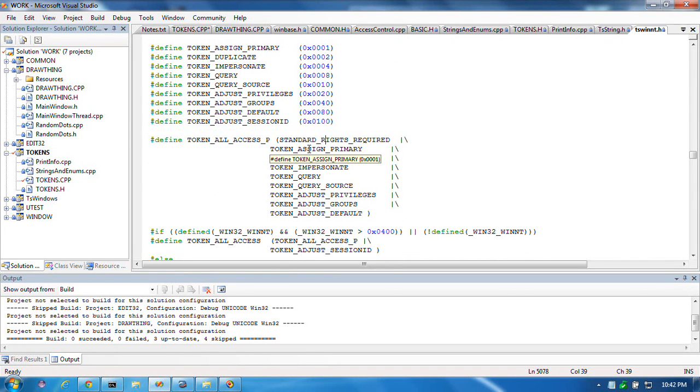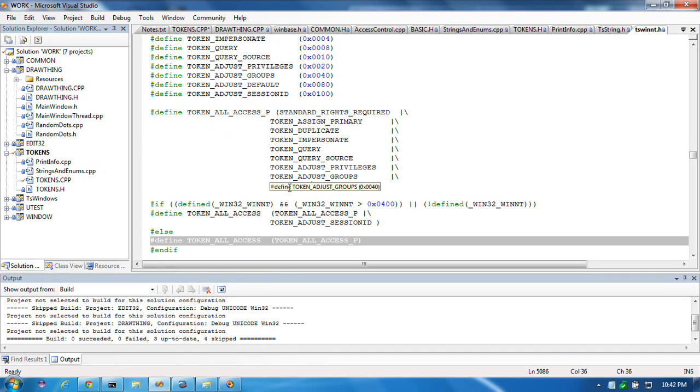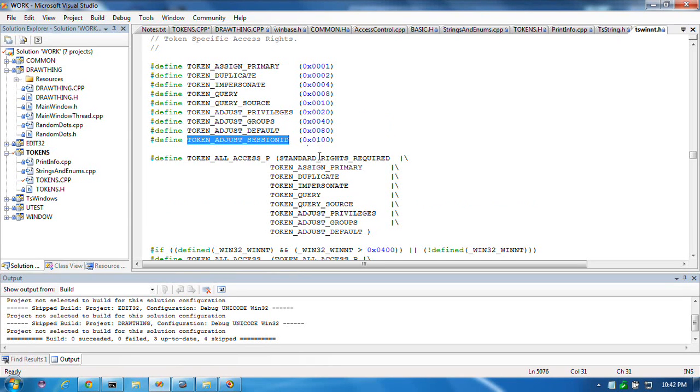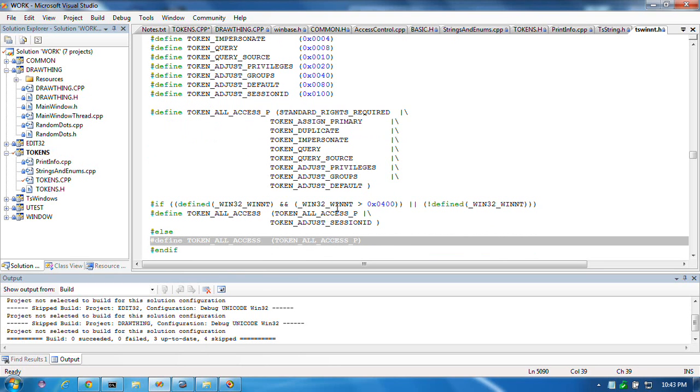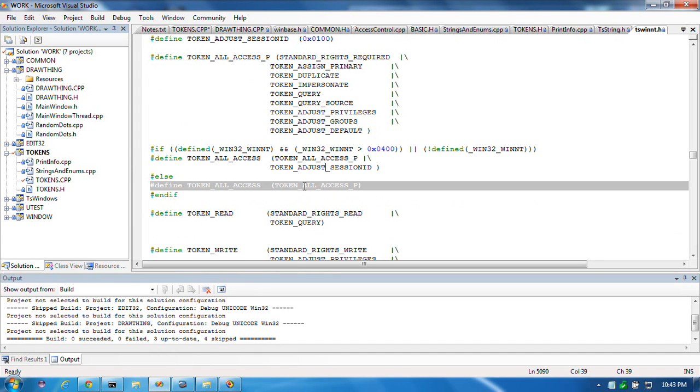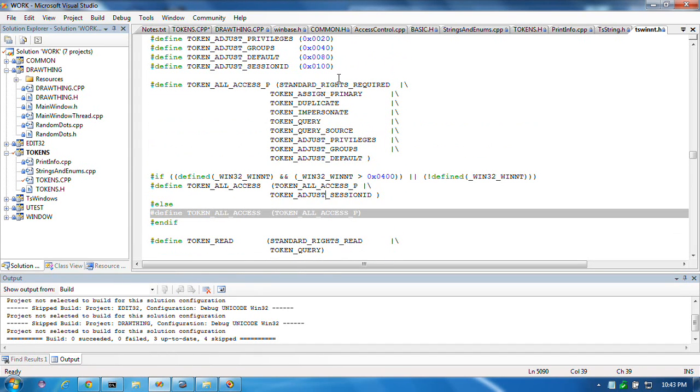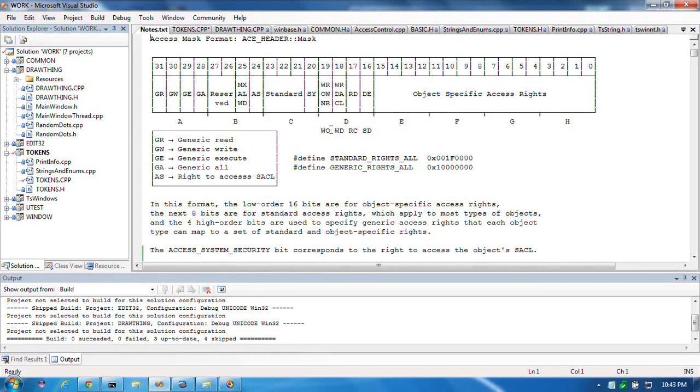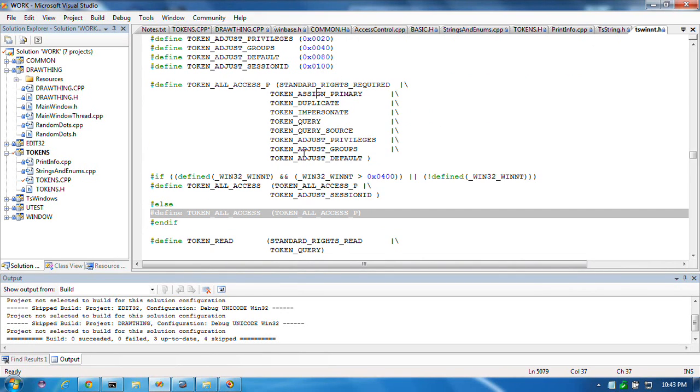Now this stuff has to do with privileges and things. Actually, I didn't notice this before. And then the last one here is session ID, 100. Wait a minute. Where's that one from my picture? Synchronize. I saw it somewhere in here.